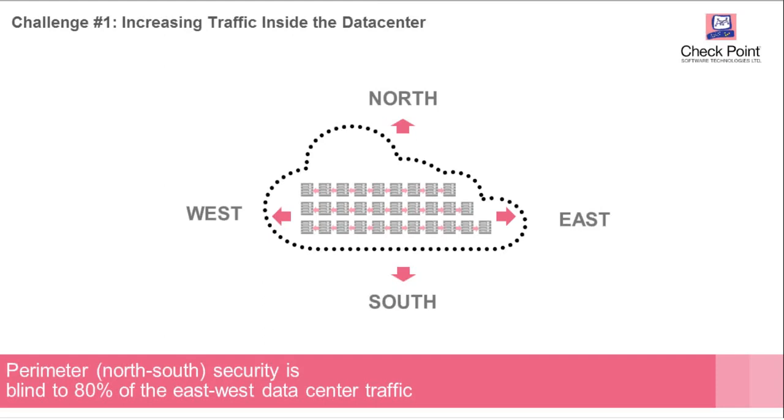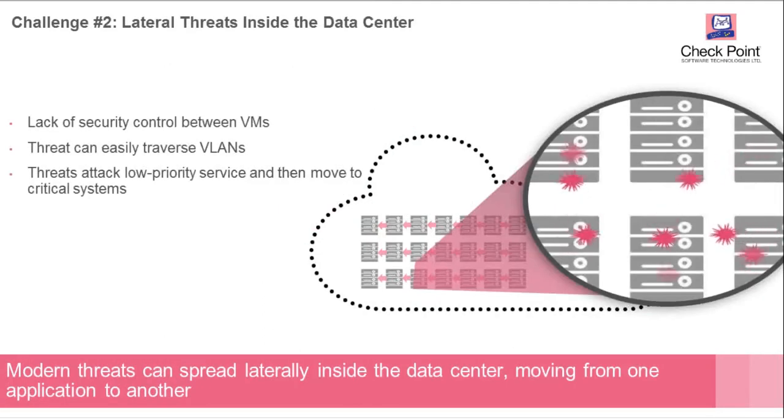We call this east-to-west traffic or lateral traffic because this traffic doesn't traverse our perimeter gateway. We are blind to this traffic. That's a big percentage of our traffic that we're blind to. The second challenge naturally follows on from the first: lateral threats inside the data center. This is because we have a lack of security and control between virtual machines. We can't control them in the same way as if they were physical servers. With physical servers, we can implement VLANs, we can implement physical segmentation, networking, and so forth. We also know in the industry that threats can easily traverse VLANs, and that threats tend to attack low priority services and then move on to critical systems.